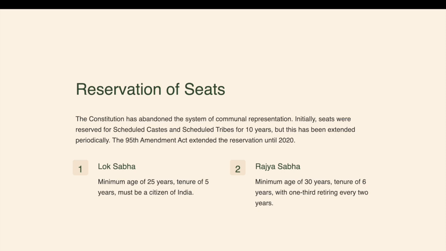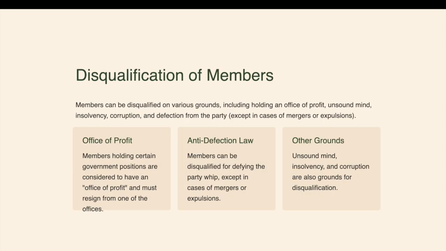For Lok Sabha, the criteria is that the minimum age to contest the election should be 25 years. The tenure is 5 years, and he must be a citizen of India. In Rajya Sabha, the minimum age is 30 years, the tenure is 6 years, with 1/3 retiring every 2 years.